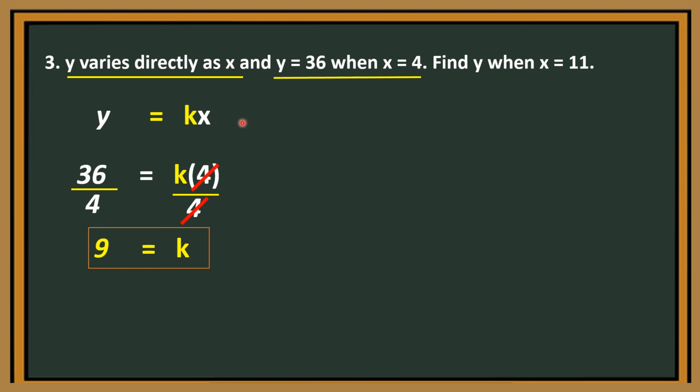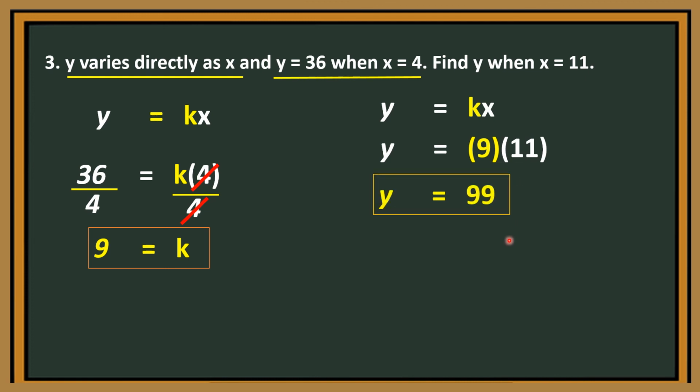Let us use the original equation of the direct variation. Y is equal to kx. Since we have here k, then the value of x is 11 by substitution. So y is equal to 9, that is your k, times 11, that is your x. Multiply them. Y is equal to 99.